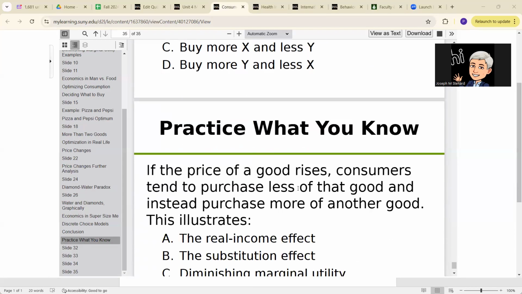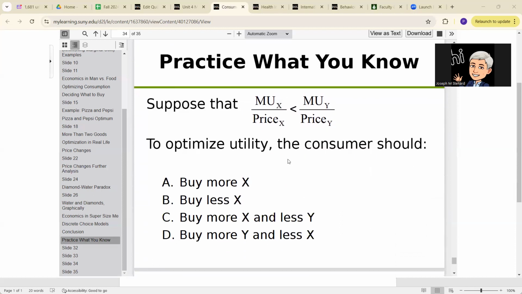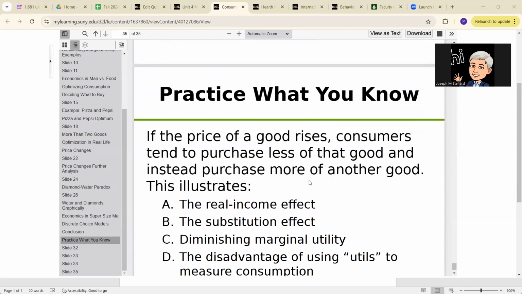Practice what you know. If the price of a good rises, consumers tend to purchase less of that good. Yes. And why is that? Because their marginal utility hasn't changed, but the price has changed. So the ratio of utility to price is getting worse. And so people will buy less of it, and they say, well, for all that extra money, I'd rather do something else.